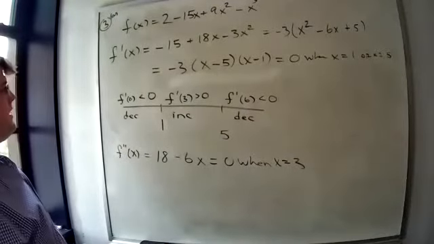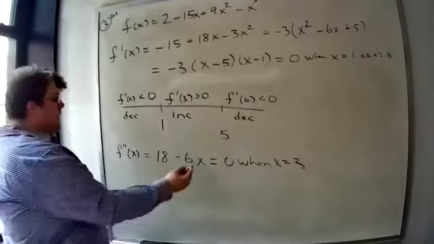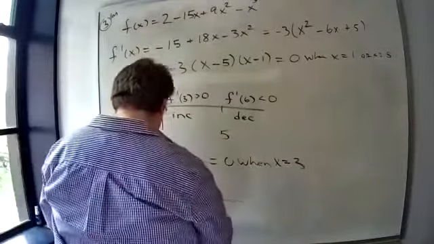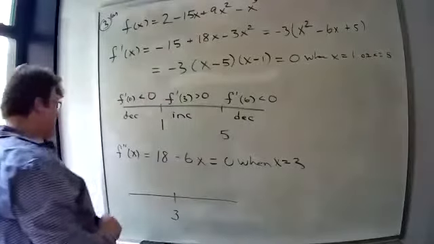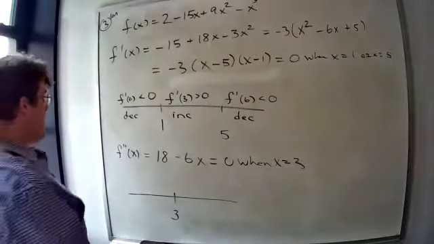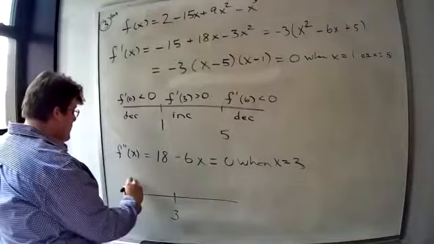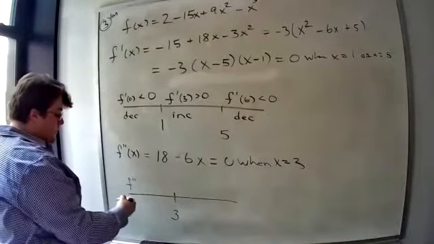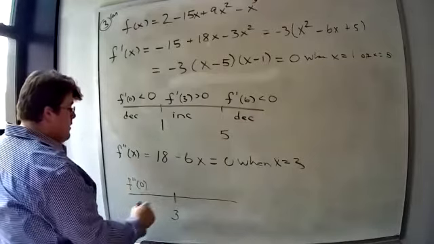So the derivative is 18 minus 6x. That's 0 when x equals 3. So we'll split our real number line at 3. And now we'll do the same type of analysis with the second derivative. A number here on the left of 3, I'll choose 0.